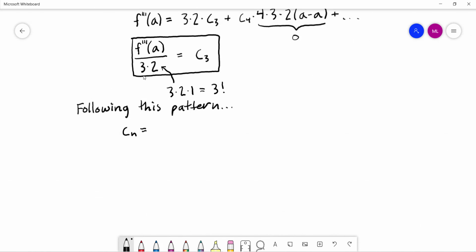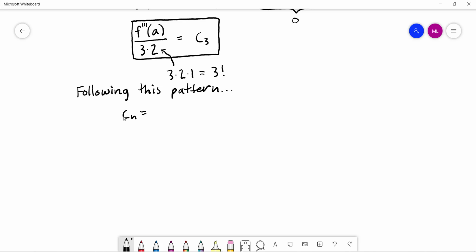And so following this pattern, if I want to find the nth term, the nth coefficient, I can simply take the nth derivative, and this notation where we use little parentheses around n, the parentheses are meant to indicate that this is a derivative. If I didn't have the parentheses here, you would assume that we were raising it to the nth power. But these parentheses, by convention, indicate that we're dealing with a derivative. So I take the nth derivative of f, evaluated at a, and then I divide that by n factorial. This is our generic formula for the nth term.